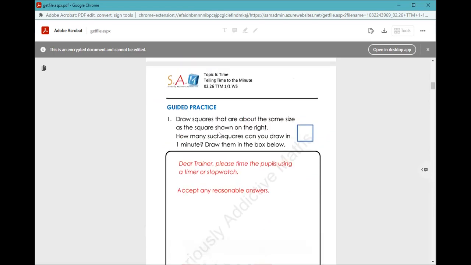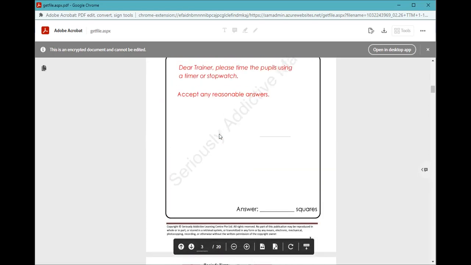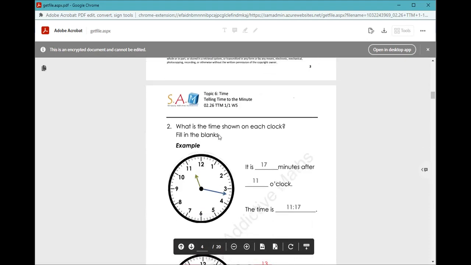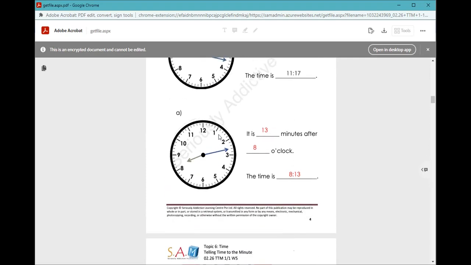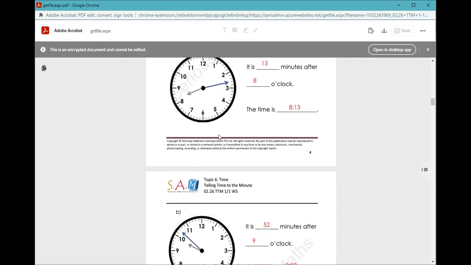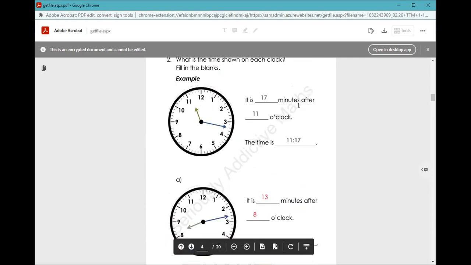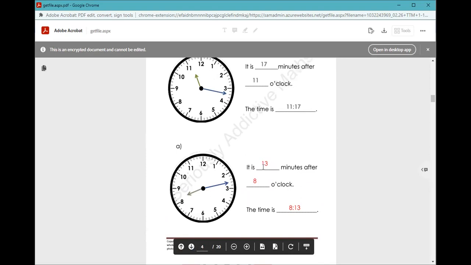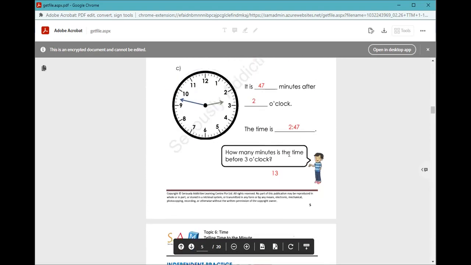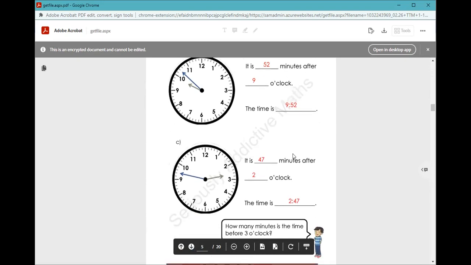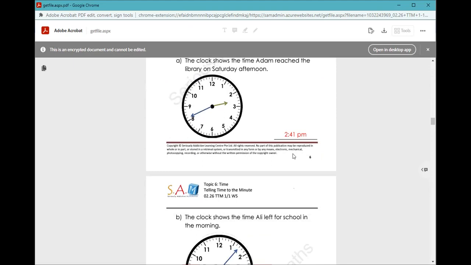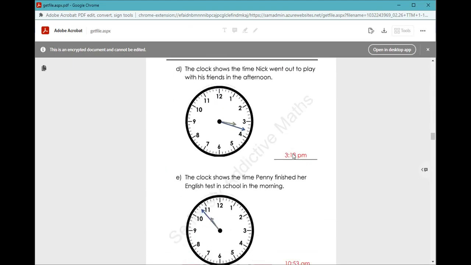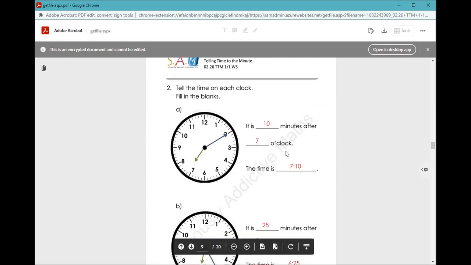Now let's see what else. I would say skip this guided practice, it's not really essential. But just get them to do this instead, where you can also use the digital clock to teach early on. They should be able to say that it's 13 after 8 o'clock, the time is 8:13. And then they also need to know before later on; later we'll test them on before. For the independent practice, this kind of time reading is quite easy, so we can skip a little bit. Instead, you could use the digital clock to test them.